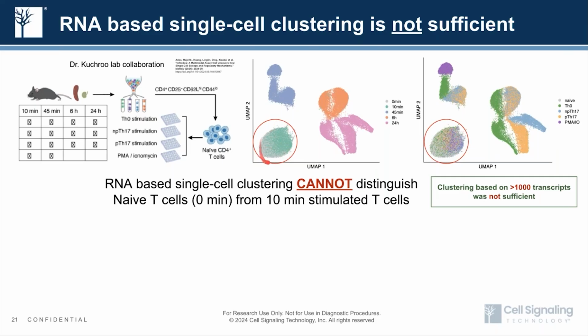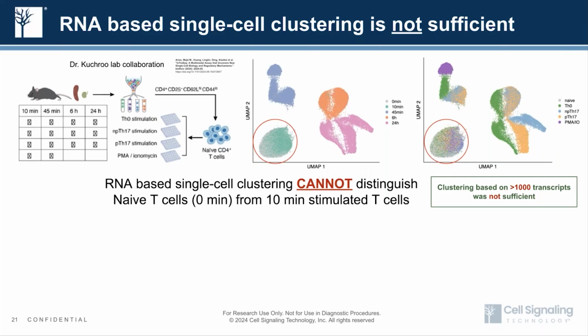And in that 0-10 minute time point, you can see that this is the UMAP on the right, showing the different sample types. You can see that they all cluster in the same region as well. And this is done based on the standard analysis where you're clustering cells based on over 1,000 differentially expressed genes, and it's not enough to find these changes. And like I said, biologically speaking, it's not enough.